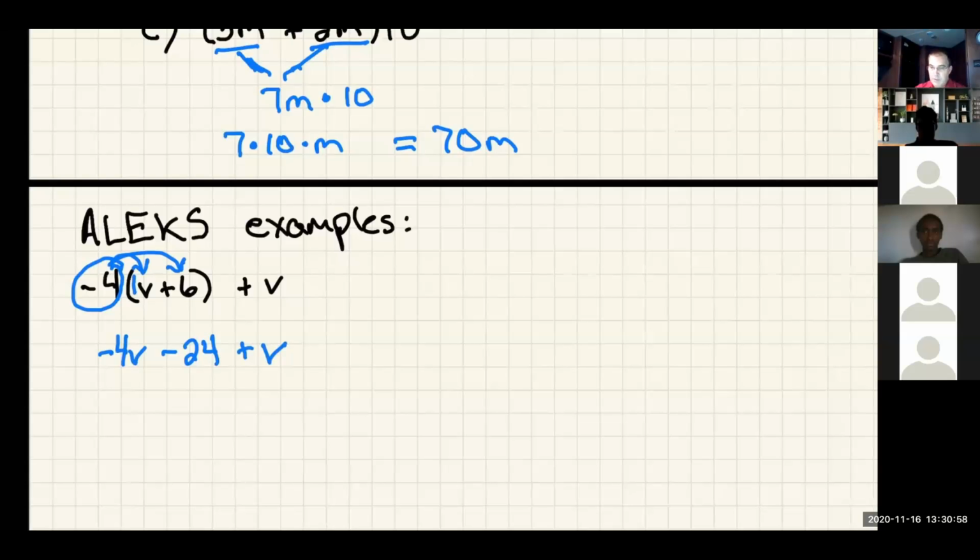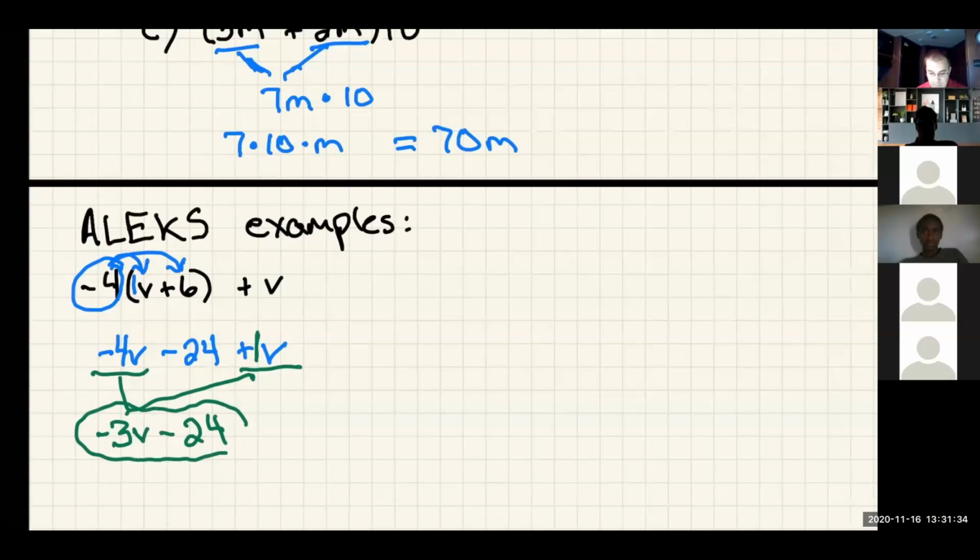I'm not done because I have two like terms here. We've got a -4v, and of course this is a 1v. So to finish this problem, I need to combine those, -4v plus 1v. So bringing that term over here, I could again put -4 plus 1 in parentheses, but instead I'm just going to go ahead and write the answer, which is -3v. And there's nothing to combine that -24 with, so I will just bring it down. And there's my final answer. No like terms, no parentheses, so I am done.